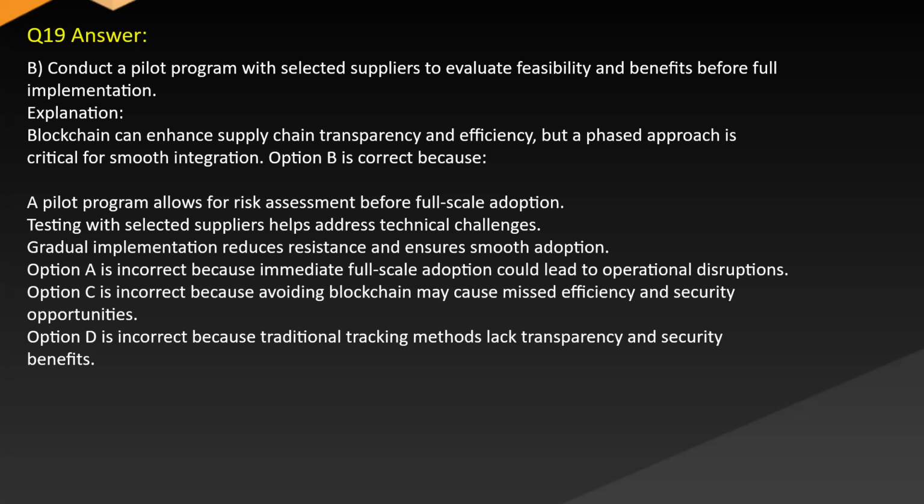Option A is incorrect because immediate full-scale adoption could lead to operational disruptions. Option C is incorrect because avoiding blockchain may cause missed efficiency and security opportunities. Option D is incorrect because traditional tracking methods lack transparency and security benefits.